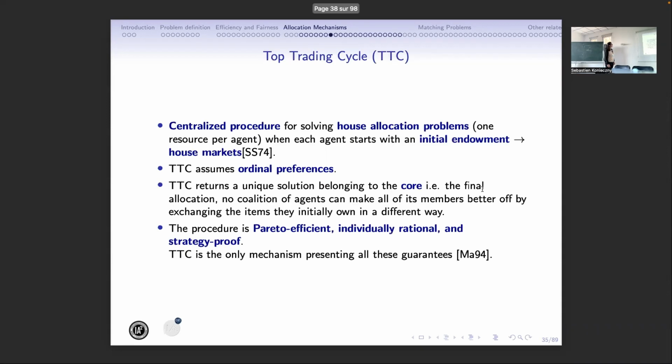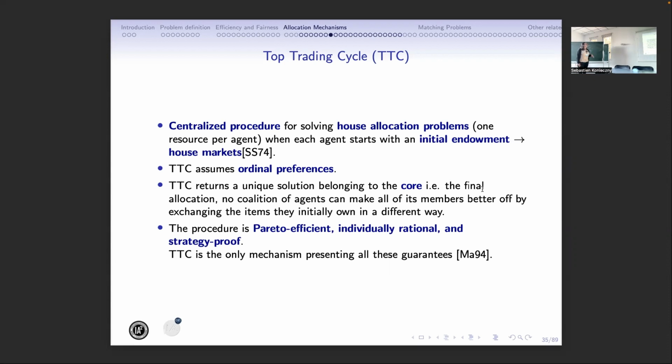Another mechanism, which is also well known in the literature, is the top trading cycle. It is also a centralized procedure, and it can be used for any number of agents. It can only be used in house allocation problems. House allocation problems are multi-agent resource allocation problems where you give one and exactly one resource per agent.